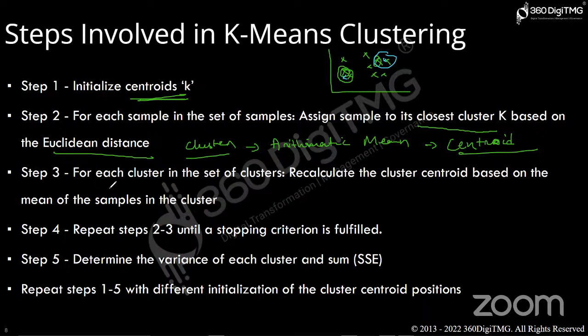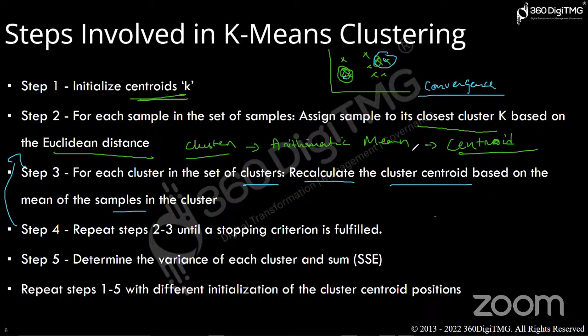Now, for each cluster in the set of clusters, we'll have to recalculate the cluster centroid. So the arithmetic mean of all the data points we'll have to calculate, and that will be the new centroid. It is based on the mean of all the samples in the cluster, meaning arithmetic mean. Once this is done, we'll have to repeat this same step again and again until we reach convergence.